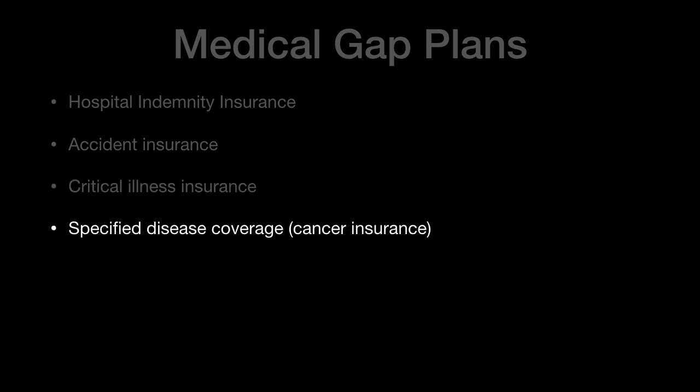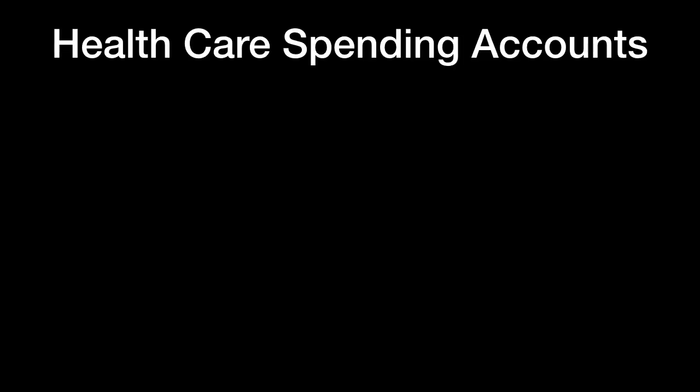Now, most medical plans have deductibles and out-of-pocket expenses. GAP plans are set up to help with those costs, like hospital indemnity insurance if you get admitted to the hospital. Accident insurance if like you break a leg or something. Critical illness insurance if you get diagnosed with certain critical illnesses like heart attack or cancer. Or you could get just a specified disease coverage, like specifically for a disease like cancer. Help pay for those out-of-pocket costs.